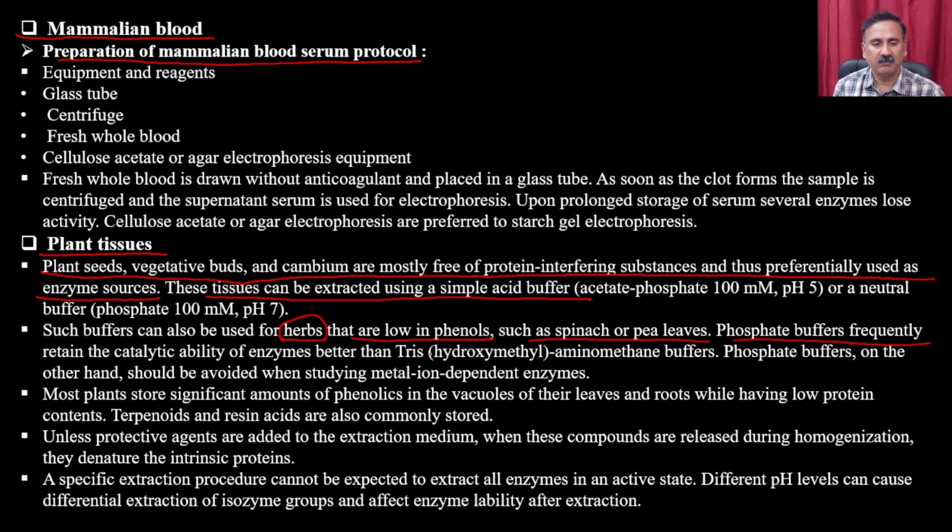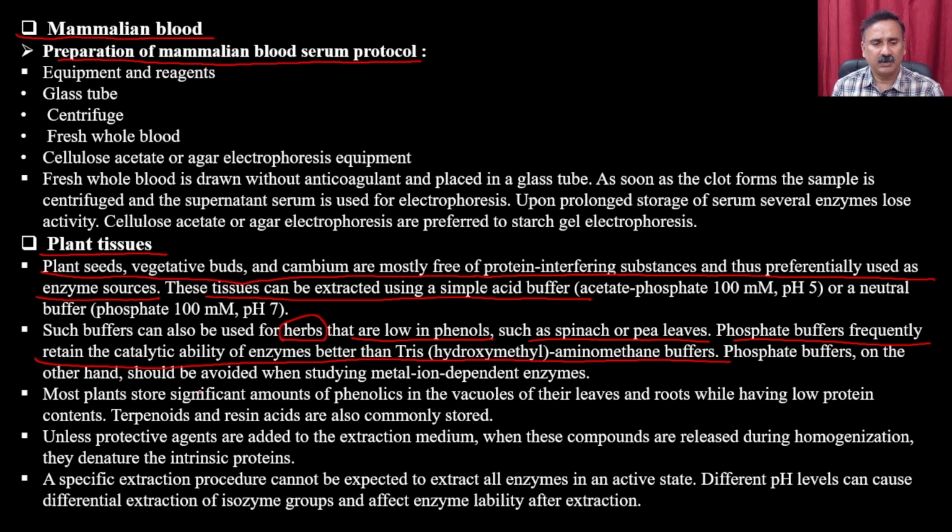Then you can use the phosphate buffer frequently to retain the catalytic ability of the enzyme better than the Tris, right? So as far as the buffer is concerned, you should always try to use the physiological buffer such as phosphate buffer rather than the chemical buffer like Tris. And phosphate buffer, on the other hand, should be avoided when studying the metal ion dependent enzymes. And phosphate buffers should also be avoided when you are trying to measure the activity of the kinases.